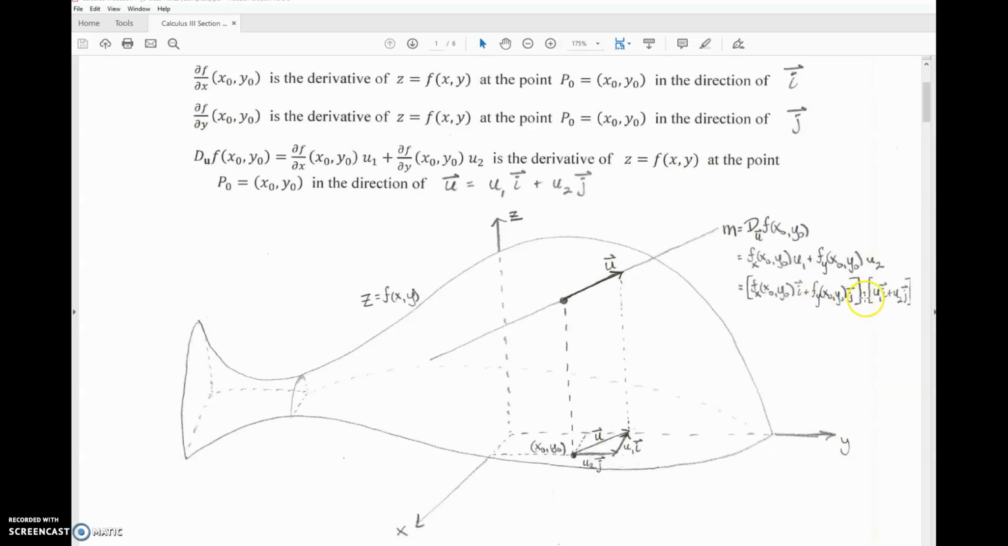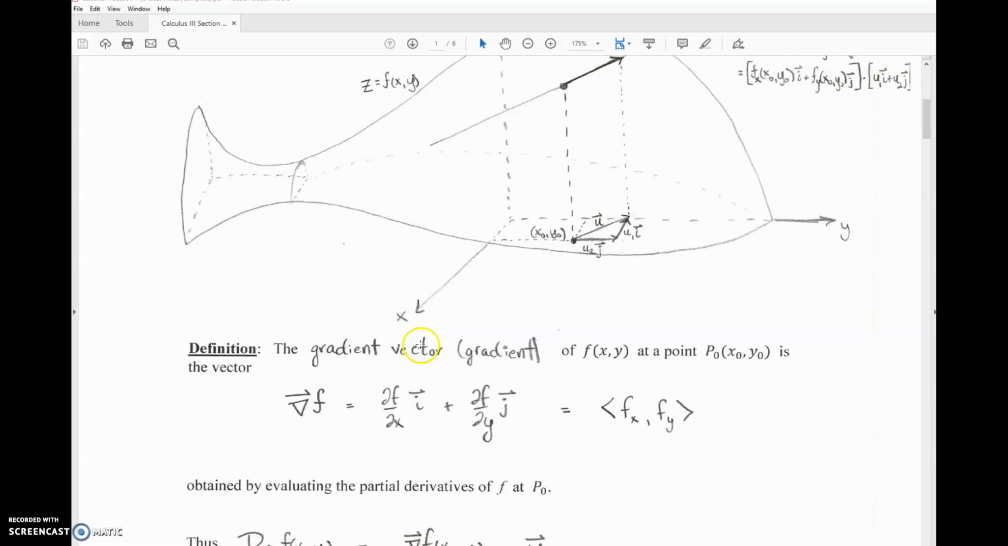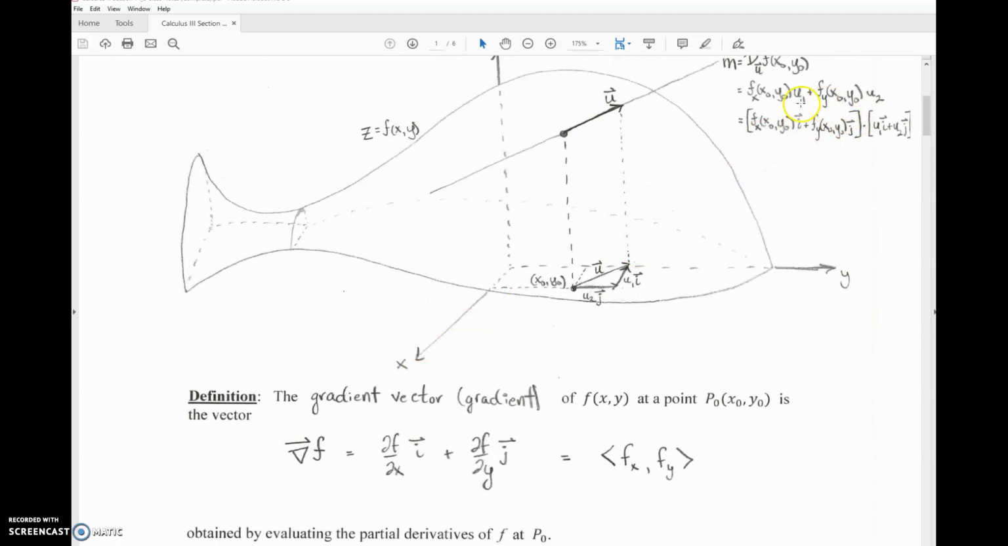So what is that? It's the dot product of the direction vector that tells me which direction I want the derivative, which is u1 i plus u2 j, with this vector, which is the partial of f with respect to x evaluated at the point in the i direction, plus the partial of f with respect to y evaluated at that point, x naught, y naught, in the j direction. So it is the dot product of these two vectors. Now, that brings in a definition. This vector right here is what is known as the gradient vector of f. The gradient vector of the function f of x, y at a point P naught, x naught, y naught is this vector, and this is just a definition.